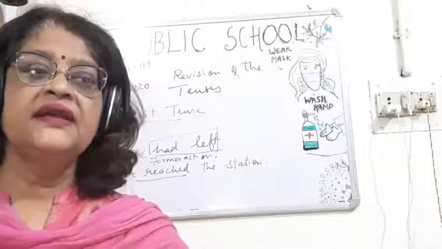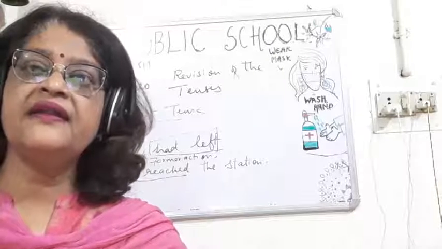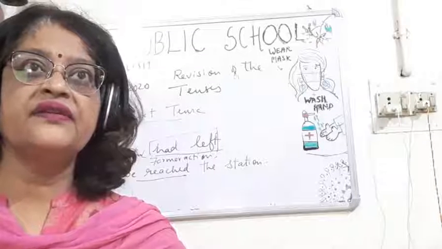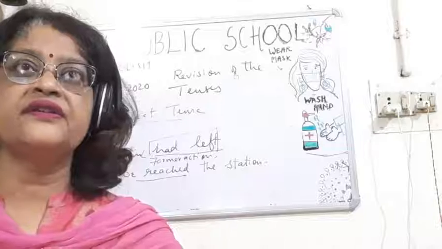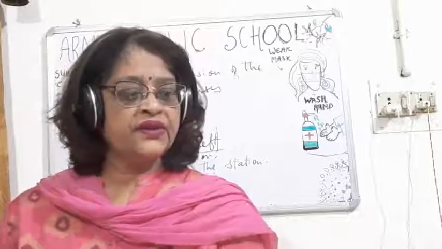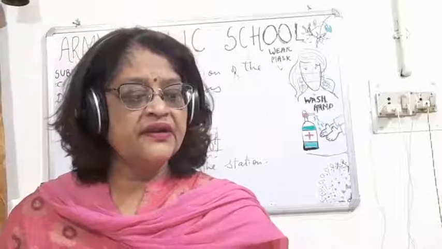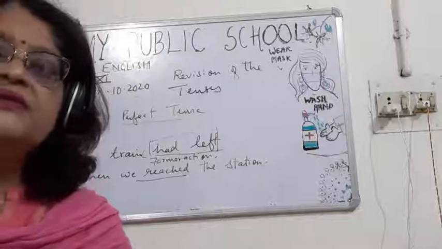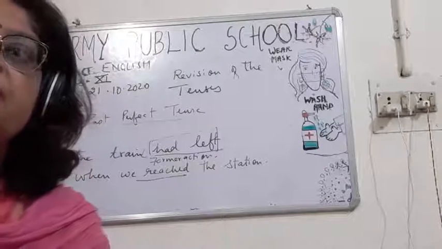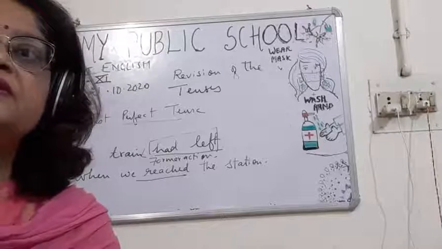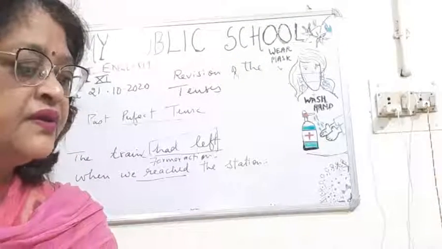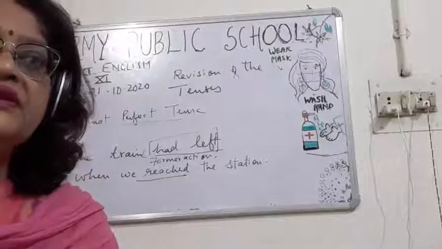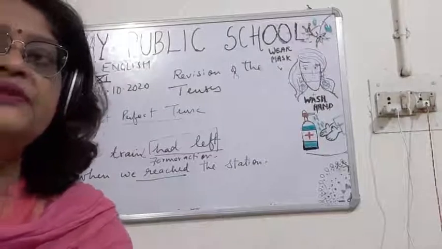Now you have to think, which is the first action? The thief had run away or the police raided the house? So here two actions are there. First is the thief had run away, and the second action is the police raided the house. Had run is the former action, so this will be in past perfect tense. Police raided the house, this is the second action, so this will be in simple past.